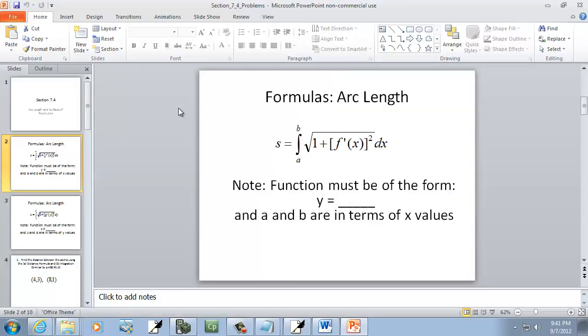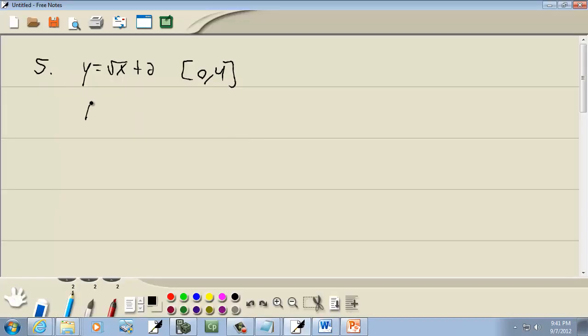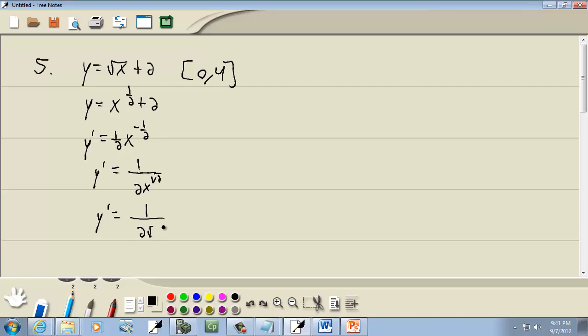Okay. Back to here. We need our derivative, f prime. So let's find that first. Now we can rewrite the square root of x as x to the 1/2. And then our derivative, take your power, put it out in front, lower it by 1. The 2 disappears. So this will become 1 over 2x to the positive 1/2, which will give us 1 over 2 square root of x.